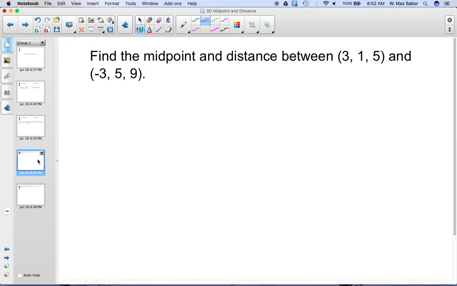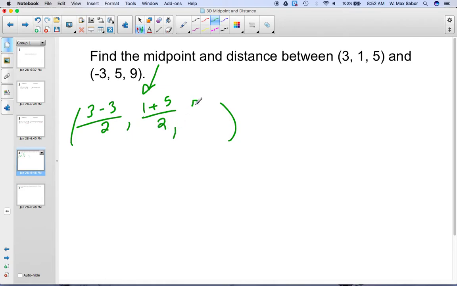So, find the midpoint and distance between these 2 points. I'm going to do the midpoint first. We're going to take the average of the x-coordinates, 3 minus 3 over 2. The average of the y-coordinates, 1 plus 5 over 2. And the average of the z-coordinates, 5 plus 9 over 2. So that's 0. 6 over 2 is 3. And 14 over 2 is 7. So that's the midpoint.